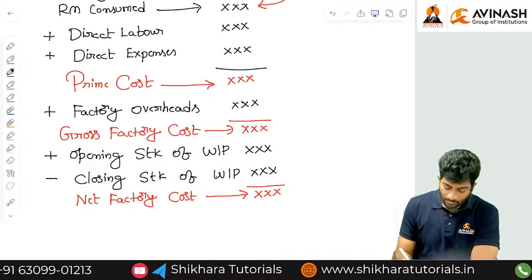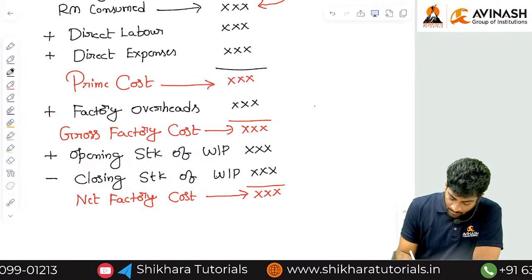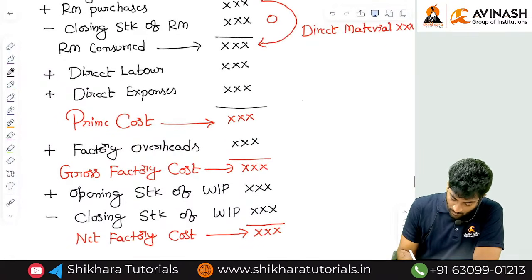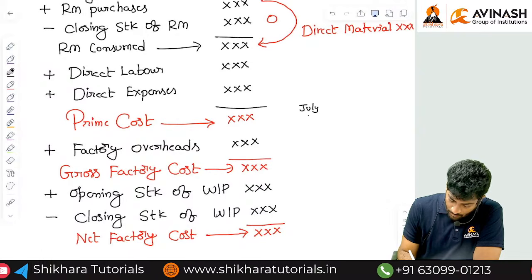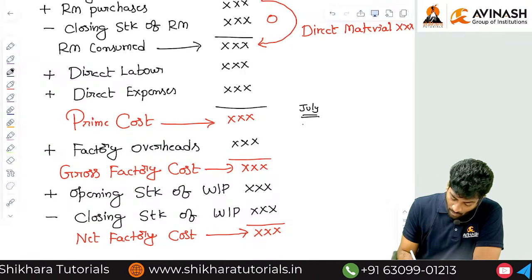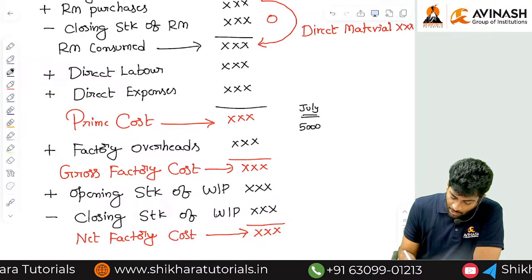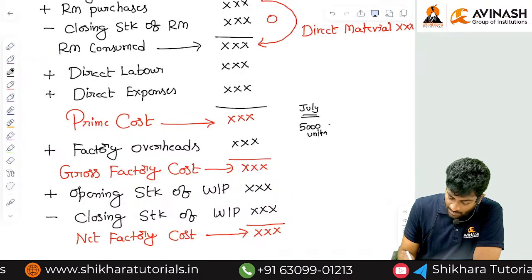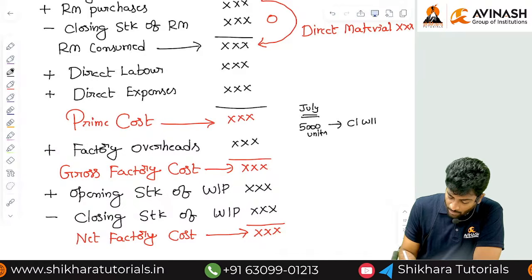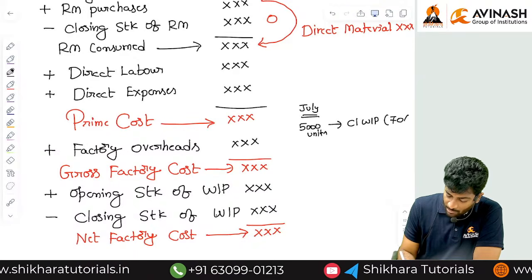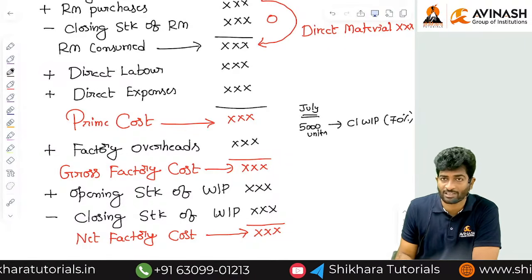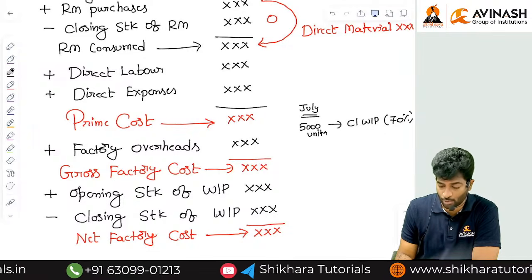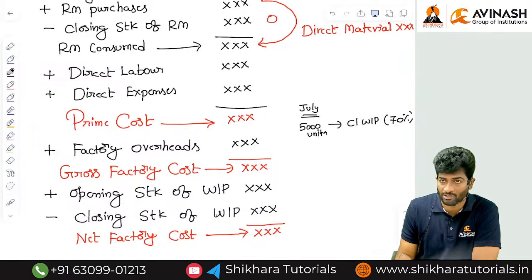Say, for suppose, in the month of July we have some 5,000 units incomplete. 5,000 units closing work in progress, completed to the extent of 70%. Can I say 30% work is pending? By that time you closed the books of accounts, like 31st July, and the 5,000 units are completed only to the extent of 70%.